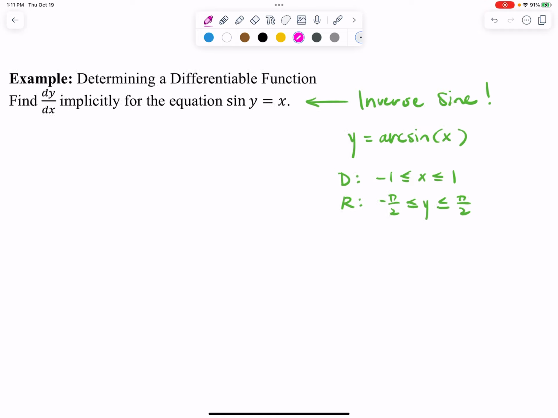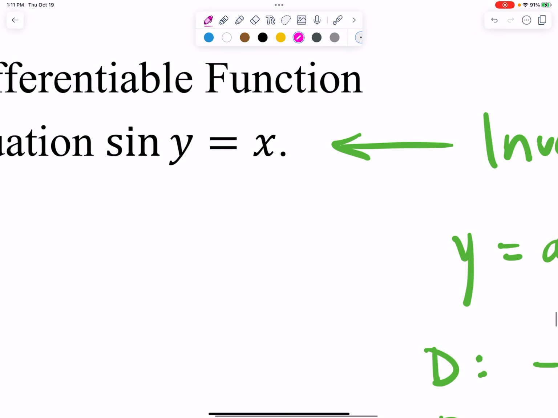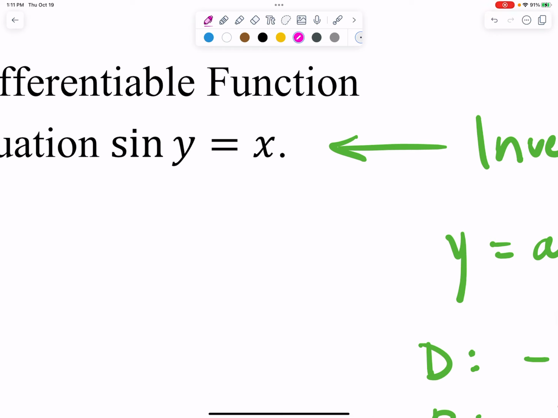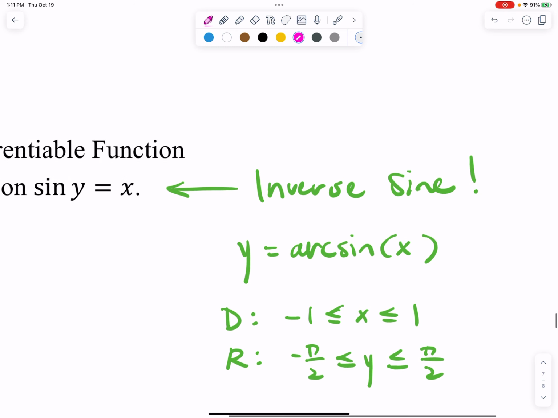So we talked about in class how sine of y equals x. We can't just use our normal differentiation rules to find the derivative because the y is inside the sine, like sine is being evaluated at y, where the output is x. Okay, so this statement actually represents inverse sine.